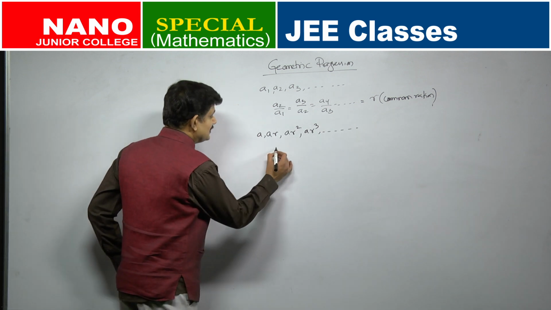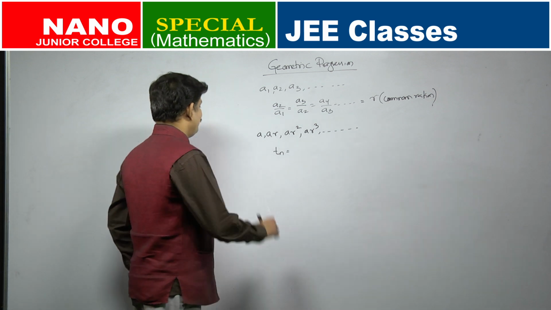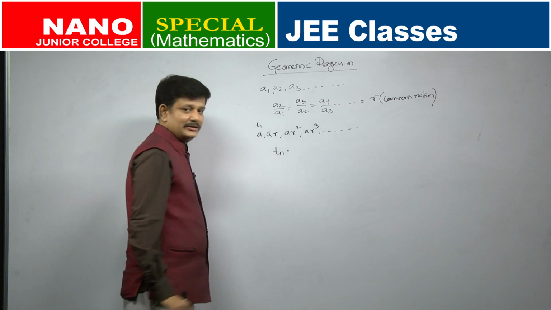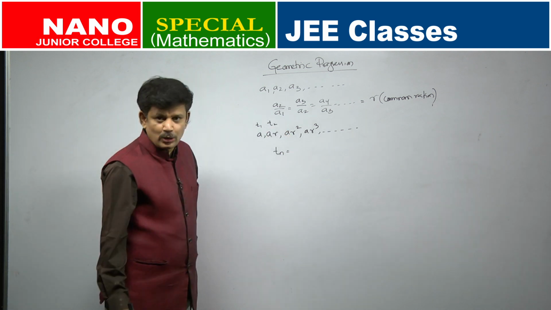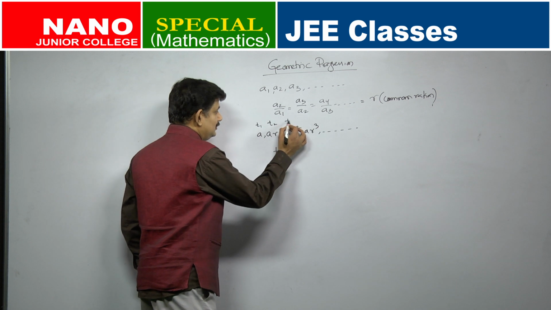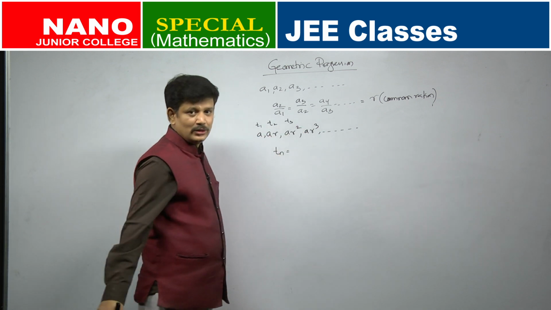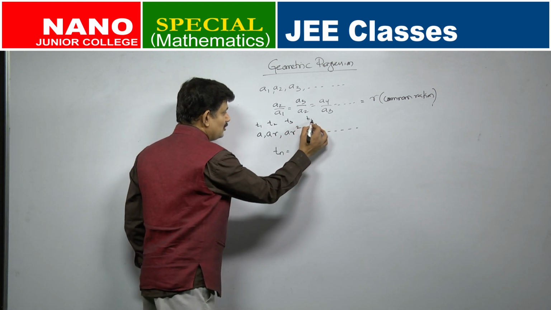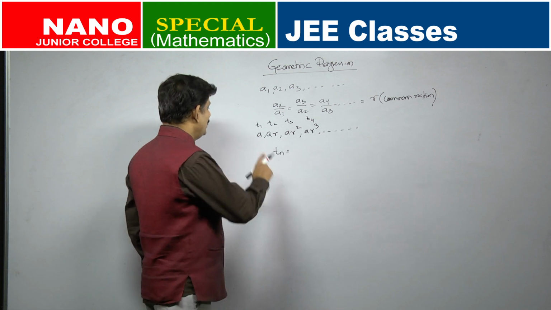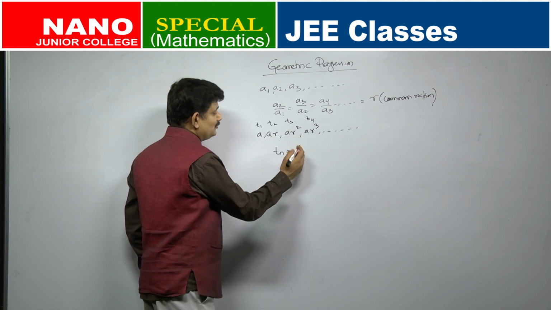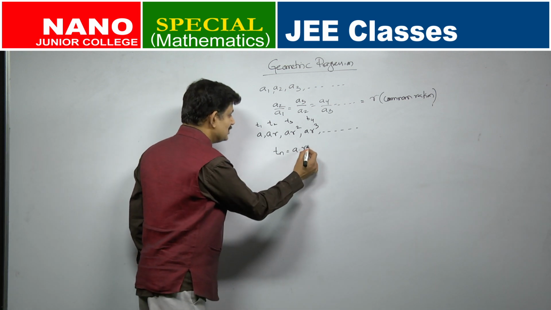So, how to write the general term here, the nth term Tn or An, what will it be? See, the first term T1 is A, the second term is A into R, the third term is A into R square, the fourth term is A into R cube. So, what will be the nth term is the simple question. What is something which is common in all the terms? A. So, here also you will have A into R power something.